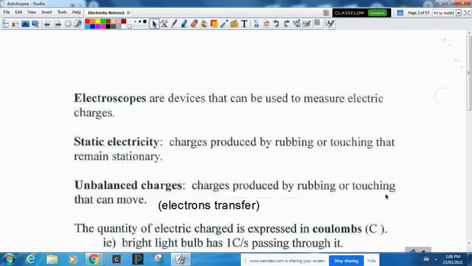An electroscope is a device used to measure electric charge. It's really just two pieces of aluminum foil hanging off of a little cable, and if there is electric charge on it, the leaves move around. Static electricity is produced by rubbing or touching objects that remain stationary, and then static charge remains stationary.